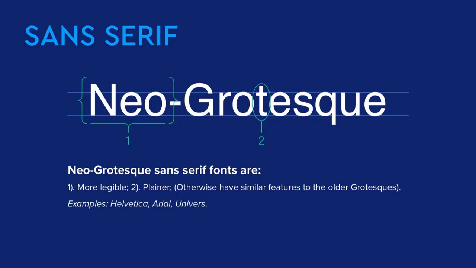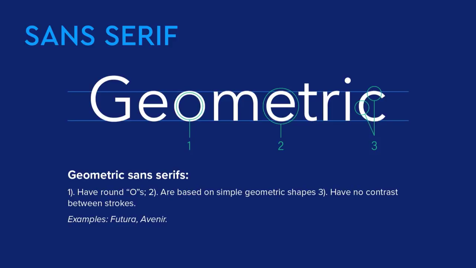Then the next subcategory in the sans serif is geometric. The place highlighted as number one has round holes, as you can see. The place highlighted as number two, the E, is based on a single geometric shape. The places highlighted as number three have no contrast between strokes. A very good example of this is Futura and Avenir.